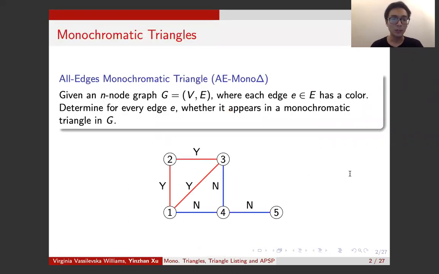In the all-edges monochromatic triangle problem, we are given an n-node graph G, where each edge has a color. Our task is to determine for every edge whether it appears in a triangle whose three edges all share the same color. We call such triangles monochromatic triangles. For instance, in this figure, the only monochromatic triangle is the triangle 1, 2, 3. So we need to answer yes for all three edges this triangle contains. There's no other monochromatic triangle in this graph, so we need to answer no for all other edges.